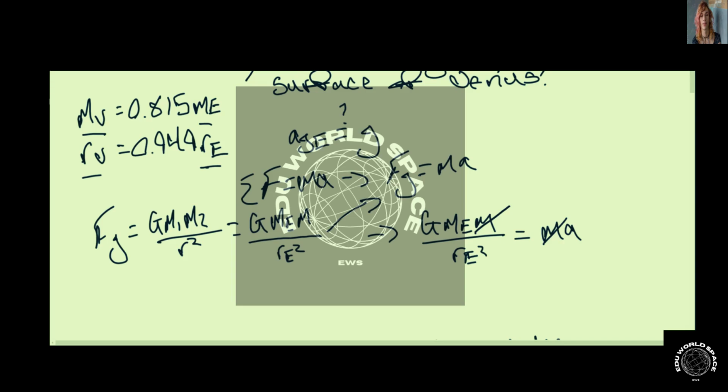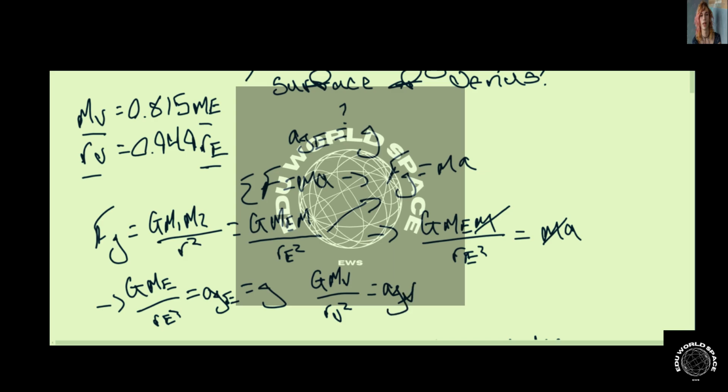So here we see that this reduces down to G Me divided by Re squared equals a. And this a, well, this is just g, or g sub E. It's the same thing. So in order to find the acceleration due to gravity on Venus, we're going to repeat the same process, but now we're going to have G Mv divided by Rv squared is equal to, let's see, the acceleration due to gravity on Venus.